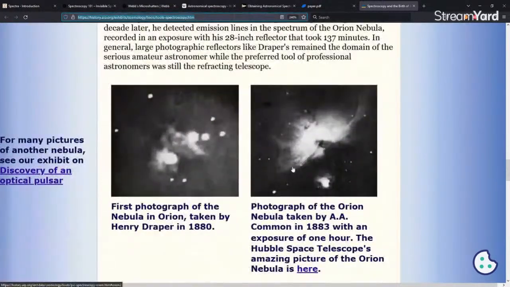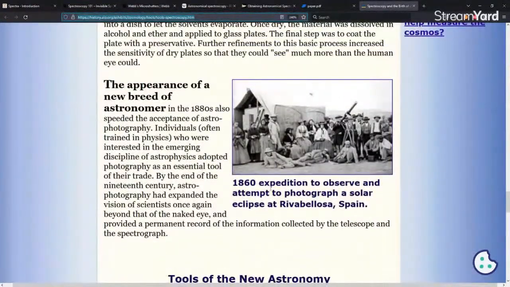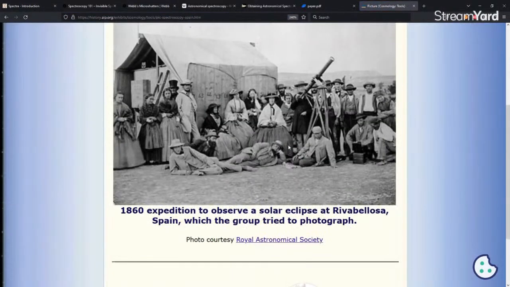The new technique appeared, and they get into a lot of the history of this. Astronomers looking to photograph a solar eclipse in Spain in 1860. Is Father Secchi there? I think he went to that one. I don't know. He's in the picture. Can you click on the picture? Well, yeah, look at that.